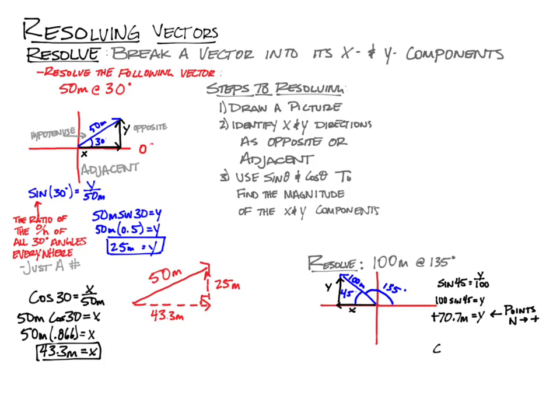Now we're going to look at the cosine of that angle. The cosine of 45 is x, my adjacent side, over 100 meters. Multiply both sides by 100.